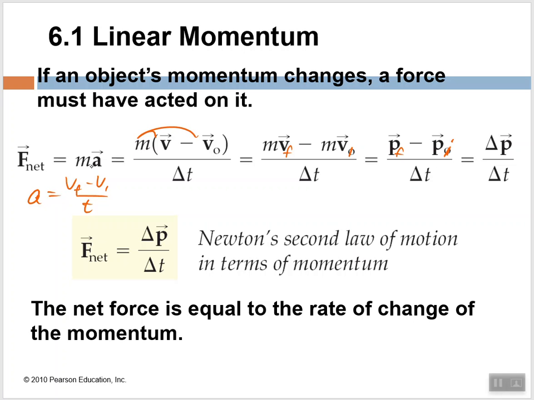So what they're showing you here is that MA, or a net force, is equal to a change in momentum over a change in time. So what they're showing us here is Newton's second law of motion in terms of momentum. A net force is equal to the change in momentum over the change of time. All right.